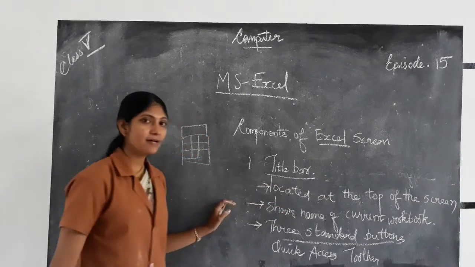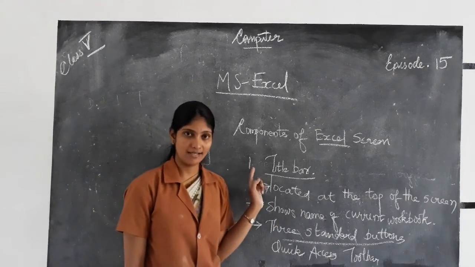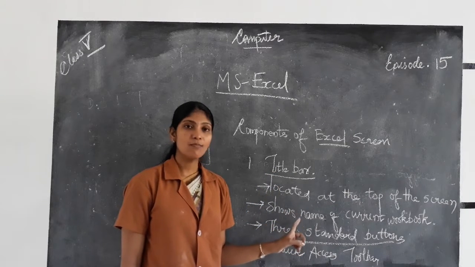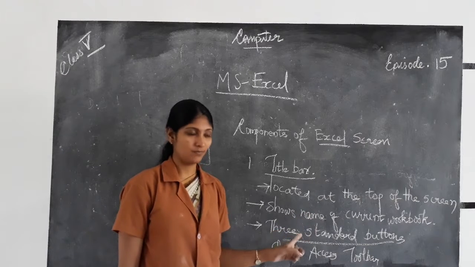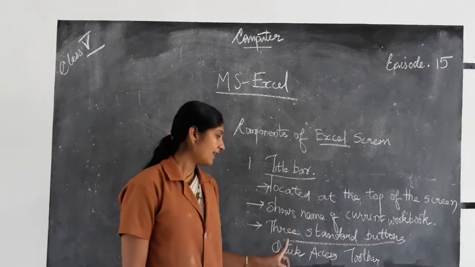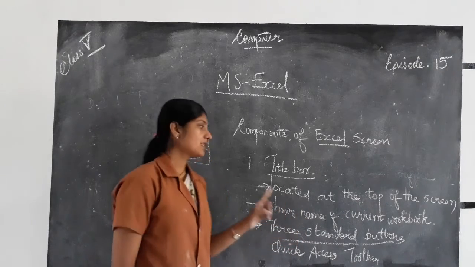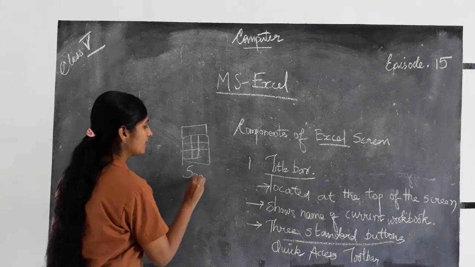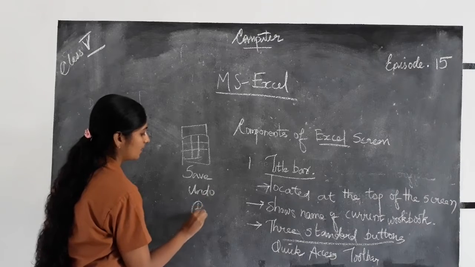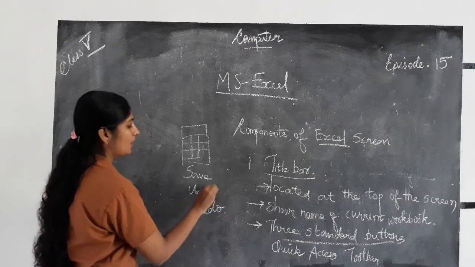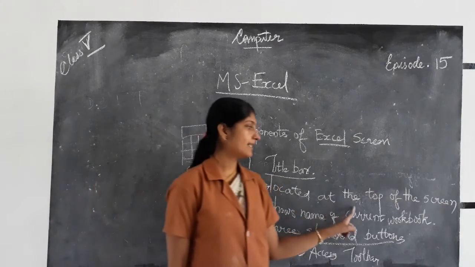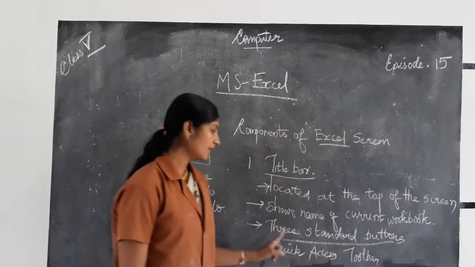So our first component of the Excel screen is the title bar. As the name suggests, this shows the name of the current working workbook. Second, it is located at the top of the screen. Then there are three standard buttons. What are they? Save, undo and redo.